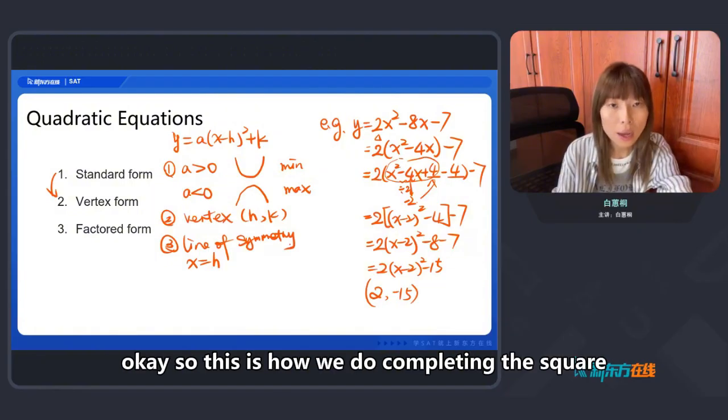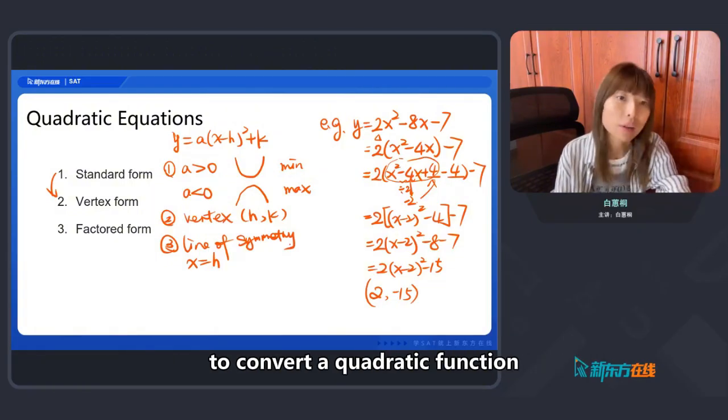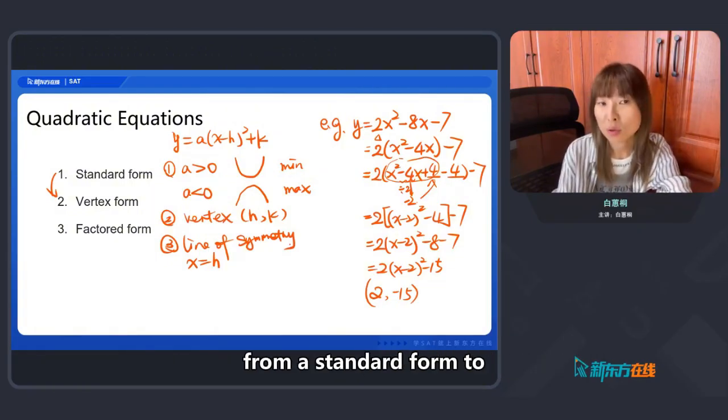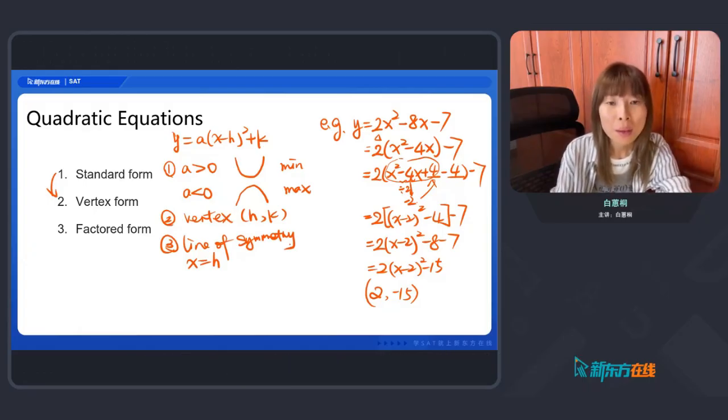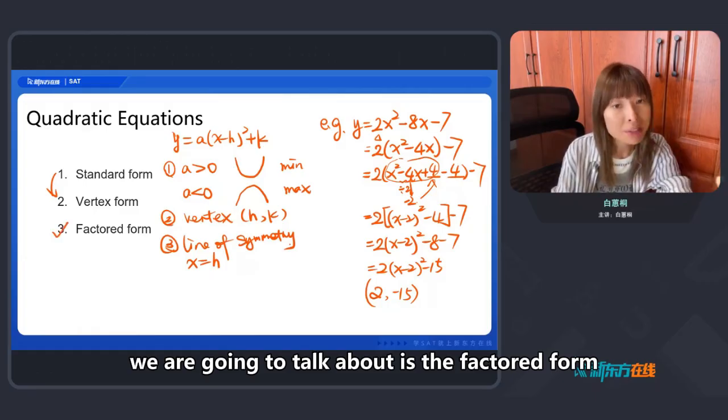Okay, so this is how we do completing the square, to convert a quadratic function from standard form to vertex form. So any question about this part? Alright, so the last part we are going to talk about is the factor form.